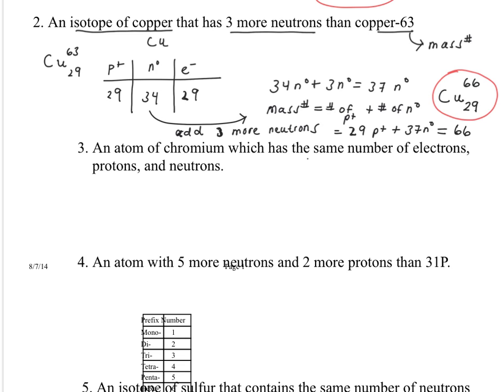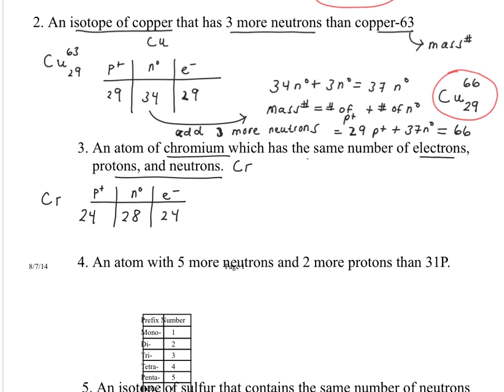Let's go on to number 3. We're looking at chromium, which has the same number of electrons, protons, and neutrons. So let's just look at chromium and draw a table for the number of protons, neutrons, and electrons. According to the periodic table, it has an atomic number of 24. Since it's a neutral element, just chromium itself, it's going to have 24 electrons. And if we subtract the mass number minus the number of protons, we end up with 28 neutrons.